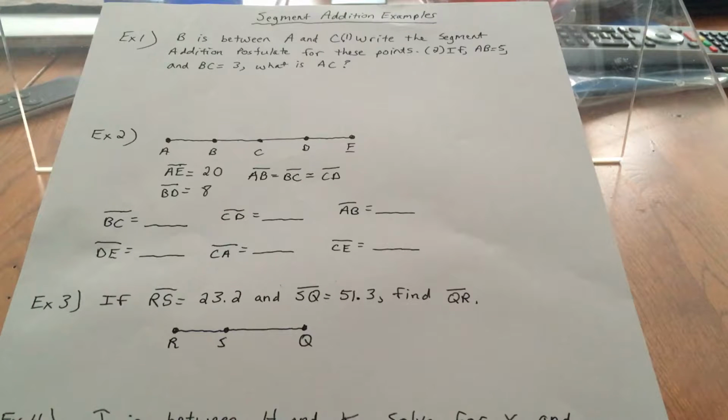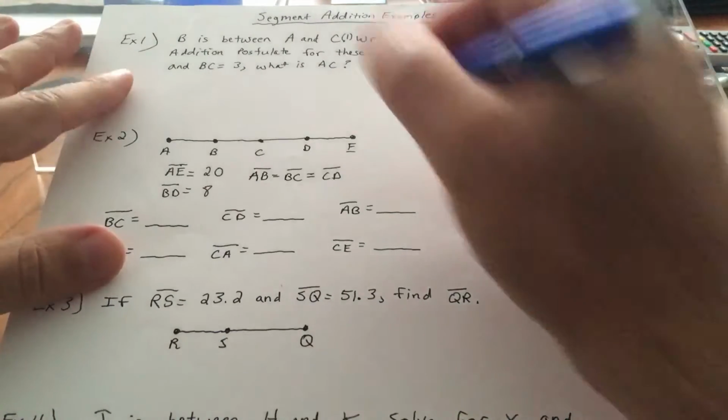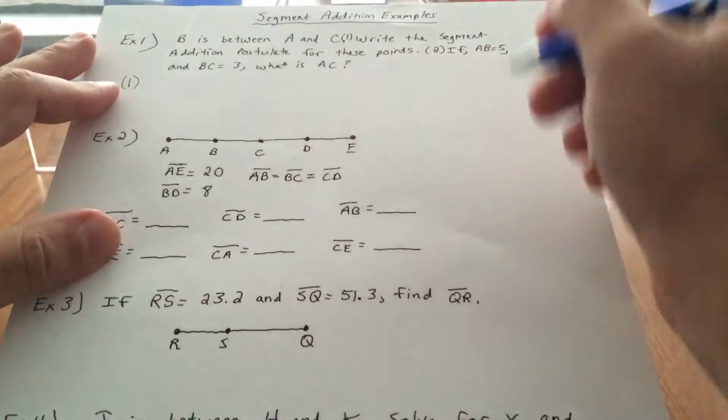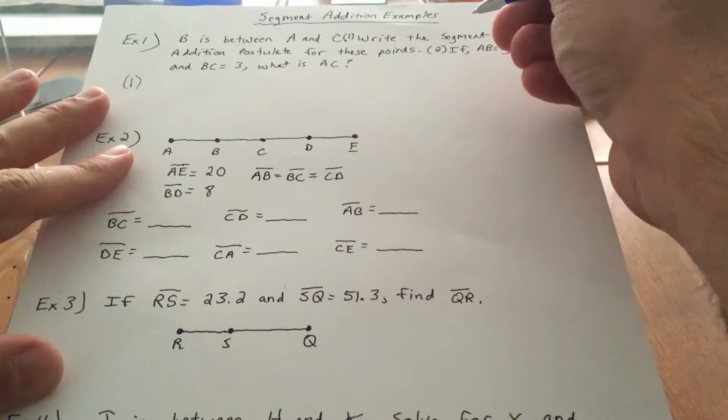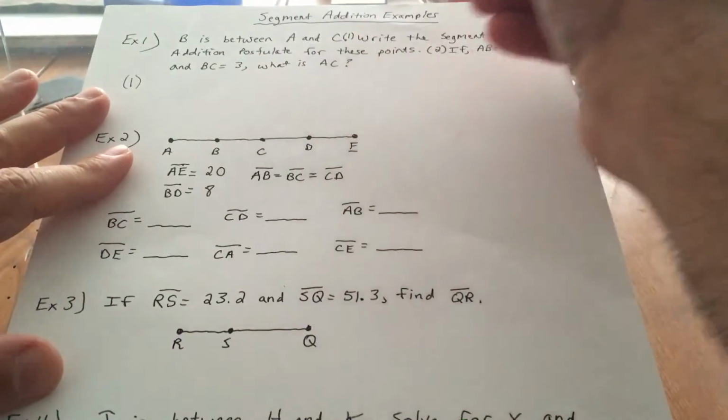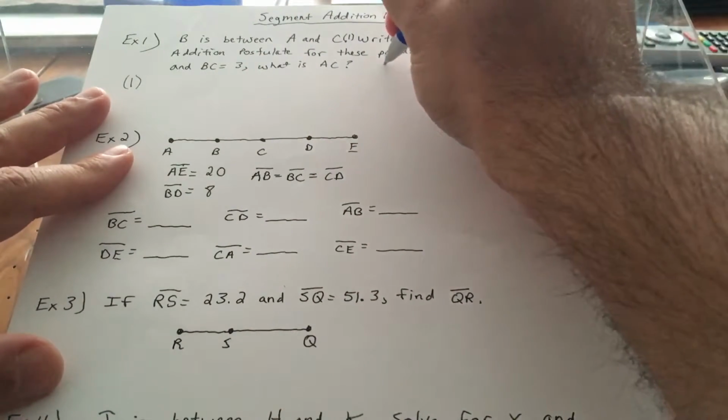Okay, so in example 1 it says B is between A and C. Number 1, they want you to write the segment addition postulate for these points. And 2, they ask if AB is equal to 5 and BC is equal to 3, what is AC? So for part 1, write the segment addition postulate. B is between A and C. It might help you if you drew that.